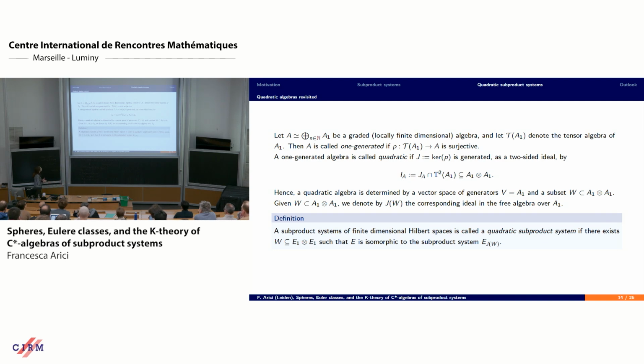Okay, and then I proposed this definition. I mean, I don't know if it will ever end up in a paper, probably. A subproduct system of finite dimensional Hilbert spaces is quadratic if there exists some subset W of E1 tensor E1 such that E is isomorphic to the subproduct system that you construct with a recipe like this, or if you want, that you can map the subset W to a collection of polynomials that are homogeneous of degree 2, and then you do the Nullstellensatz.